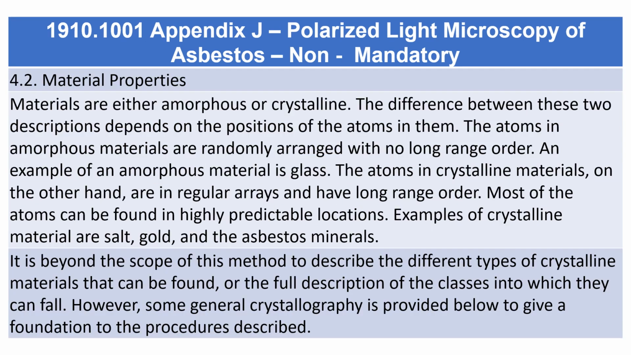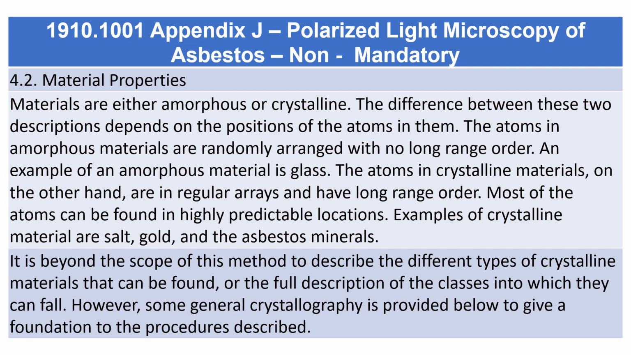4.2. Material properties. Materials are either amorphous or crystalline. The difference between these 2 descriptions depends on the positions of the atoms in them. The atoms in amorphous materials are randomly arranged with no long-range order. An example of an amorphous material is glass.